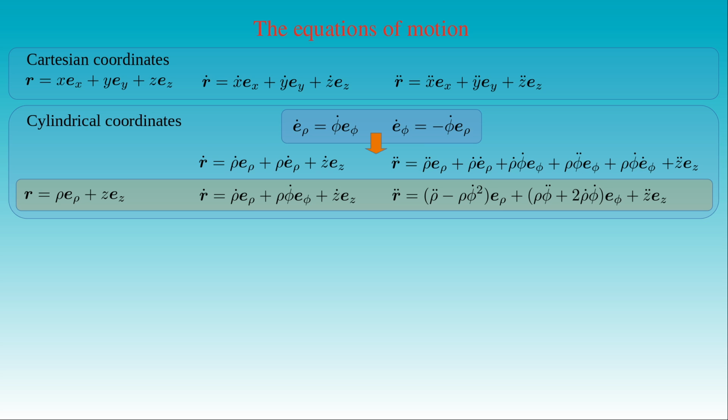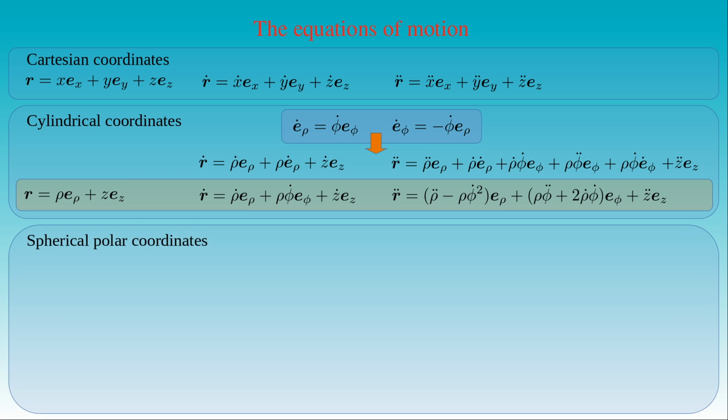We can follow the same procedure in the case of the spherical polar coordinate system. In spherical coordinates, the expression of the position vector r is very simple. It is r times er.